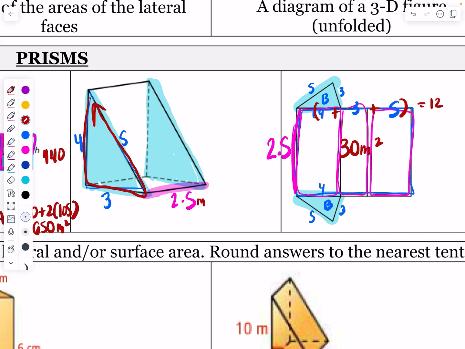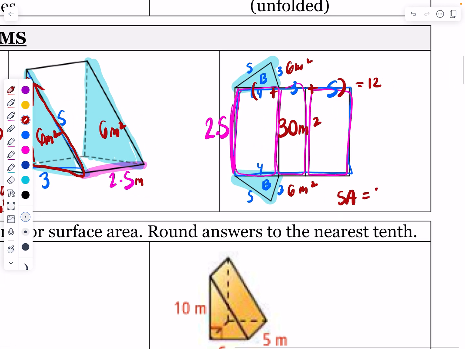And then whenever I have my right triangles, since this is a right triangle, I'm going to do 4 times 3 divided by 2. So what is the area of each of these bases? 6 meters squared. So I have 2 of those. So when I go to find the surface area, that's going to be my lateral area plus 2 bases. That is going to be 30 for my walls plus 2 bases, which is going to be 2 times 6. So 30 plus 12 is going to give me a total surface area of 42 meters squared.